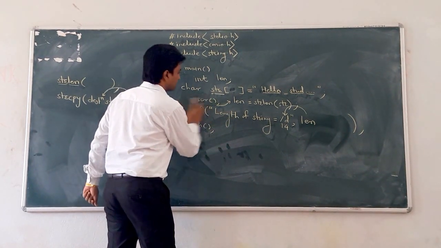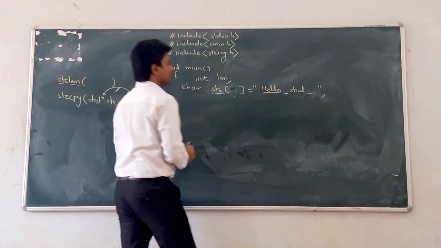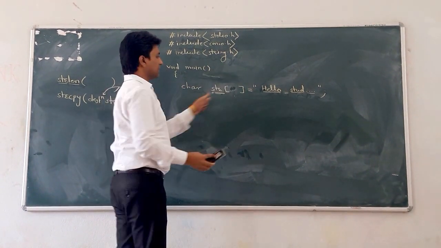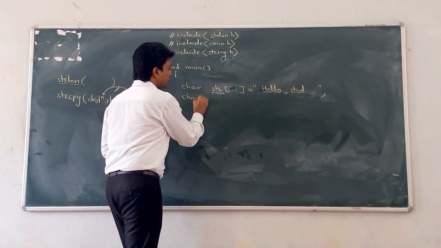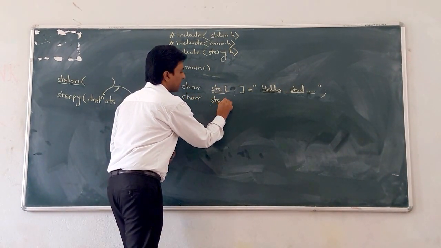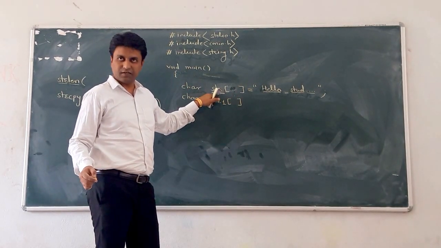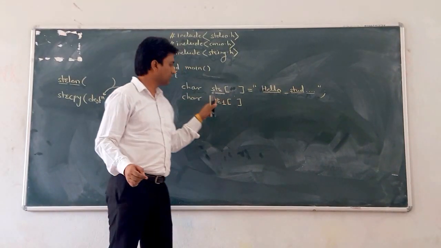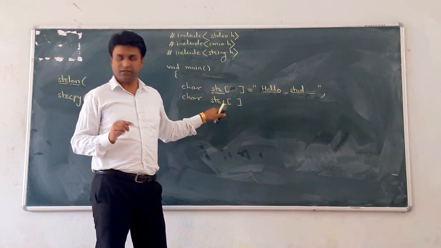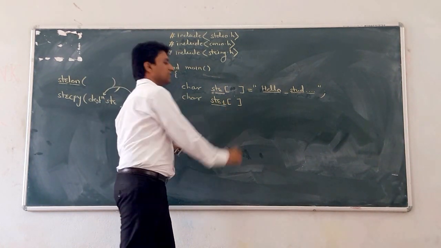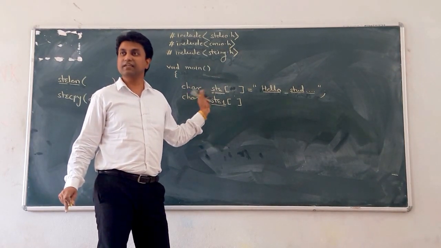Clear? So suppose the string is the same, that is character string, hello student, this is our string, and we want to copy this string into another string str1. So str is one string, hello student. The same str string we want to copy into str1. This is a different variable. str1 is a different variable. str is a different string variable, or it is called a character array.